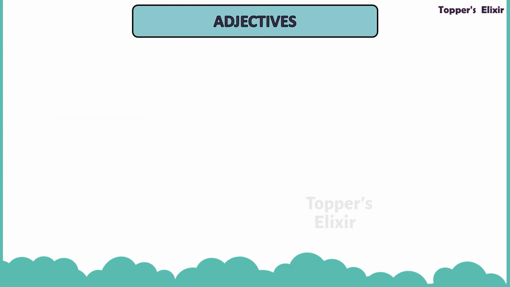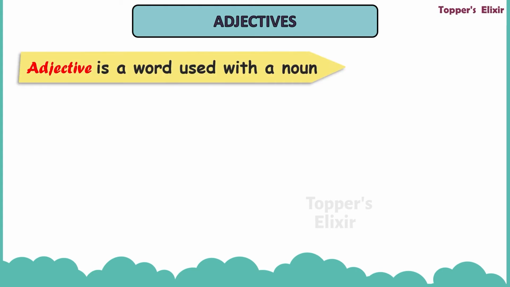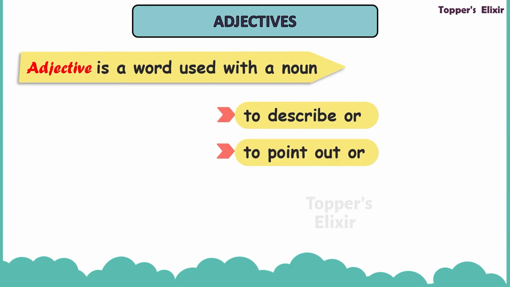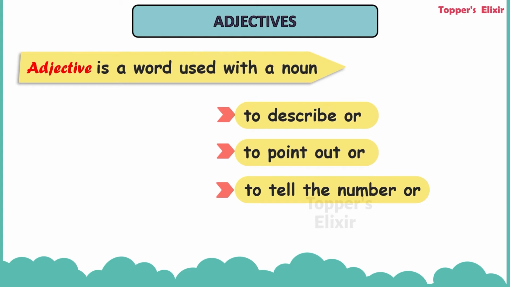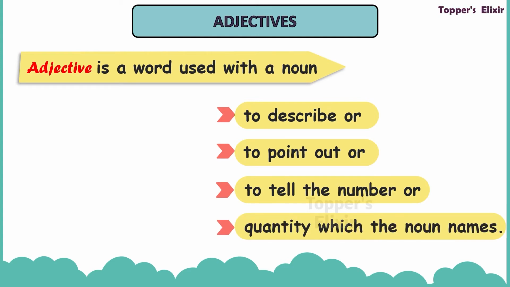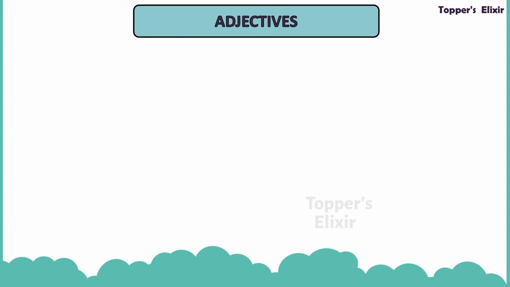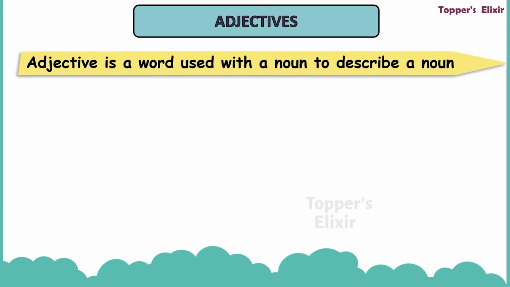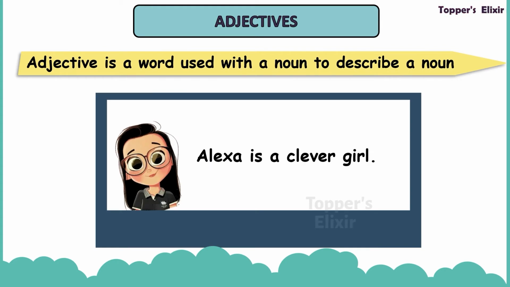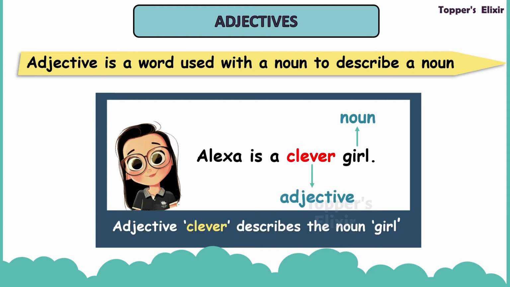Let us now try to understand the exact definition of an adjective. Adjective is a word that is used with the noun to describe or to point out or to tell the number or the quantity which the noun names. As I mentioned earlier, an adjective is a word that is used with a noun to describe a noun. So let us look at a few examples to understand the functions of adjectives better. Here in this example, Alexa is a clever girl. The adjective is easy to spot because it comes immediately before the noun it describes. So adjective clever describes the noun girl.